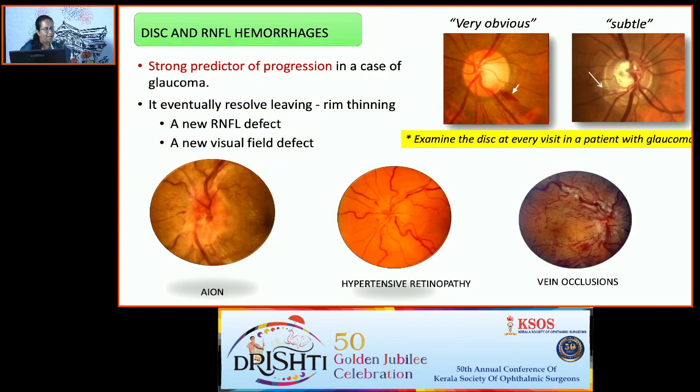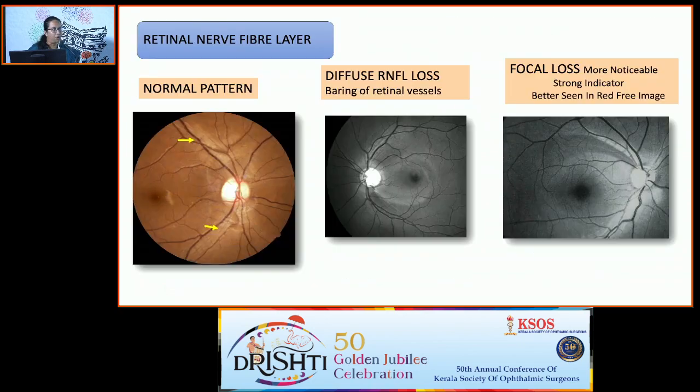Now, disc and RNFL hemorrhages are very important. It's a strong predictor of progression in case of glaucoma. It eventually resolves, leaving a rim thinning, a new RNFL defect, and a new visual field defect. Sometimes it can be very obvious and sometimes it is subtle. Therefore, it's very important that glaucoma patients on follow-up also require a disc examination. Other conditions with disc hemorrhages would be AION, hypertensive retinopathy, and vein occlusions.